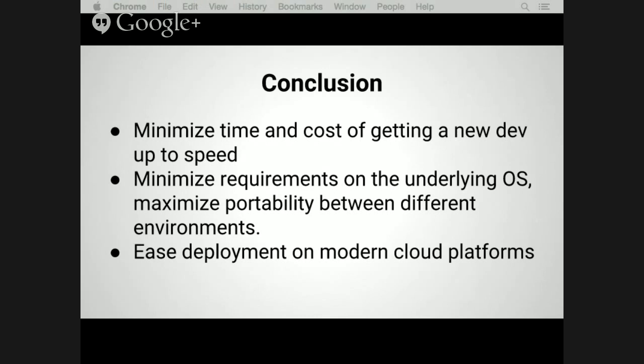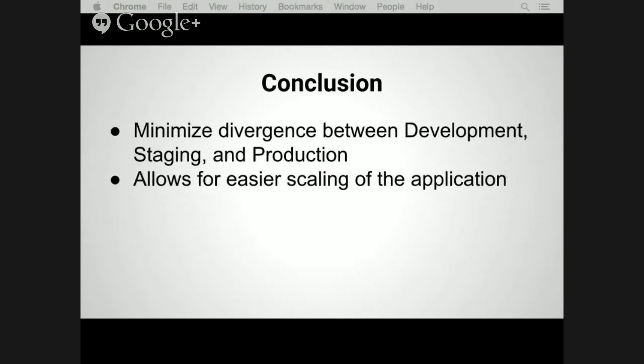So with this, you should be able to minimize time and cost of getting a new developer up to speed. You should be able to cut down on your reliance on your operating system, so moving between them wouldn't be so detrimental. And it should ease your deployments on modern cloud systems like Heroku, Google Cloud, or things like that. Your divergence between development, staging, and production should be as minimal as possible, and it allows for easier scaling.